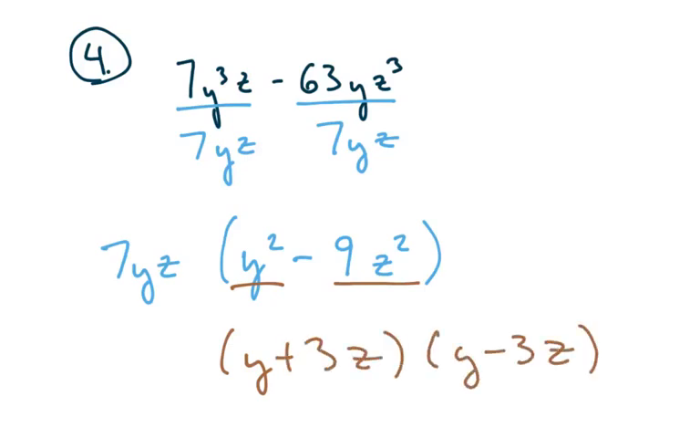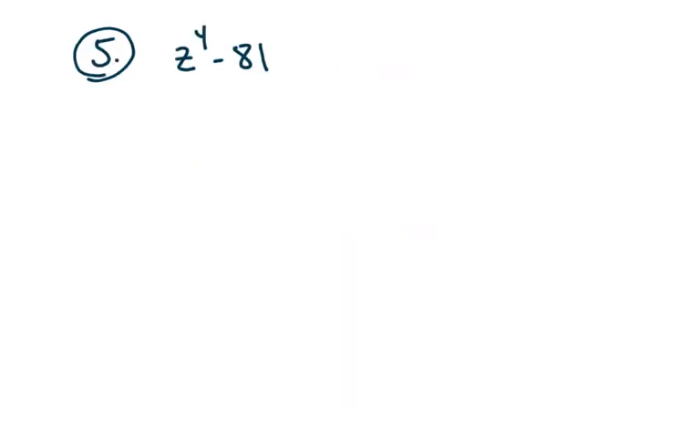And I hope you can tell me why, and I hope your answer is that the square root of y squared is y, and the square root of 9z squared is 3z. We write it down twice and plus or minus. Moving right along. On this one, don't let the z to the 4th scare you. You can still take the square root of that.